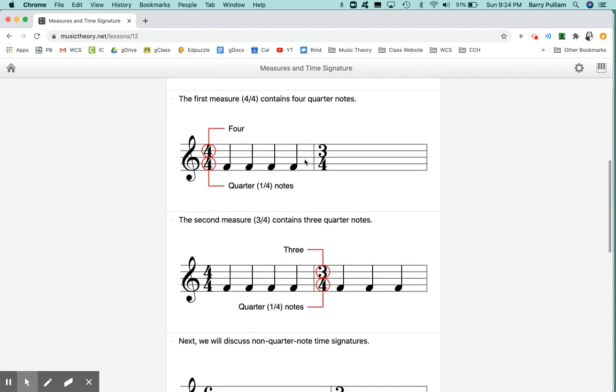4 quarter notes. I just told you that. Second measure, 3/4, contains 3 quarter notes. 3 quarter notes. 4 quarter notes.